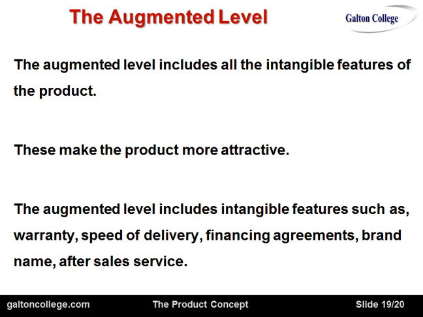So there are three levels of attributes that are associated with the product. And this is important. It's important to realize that products come with this skin of different layers or different levels.